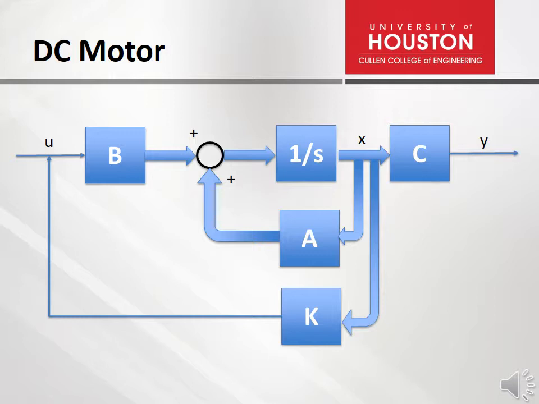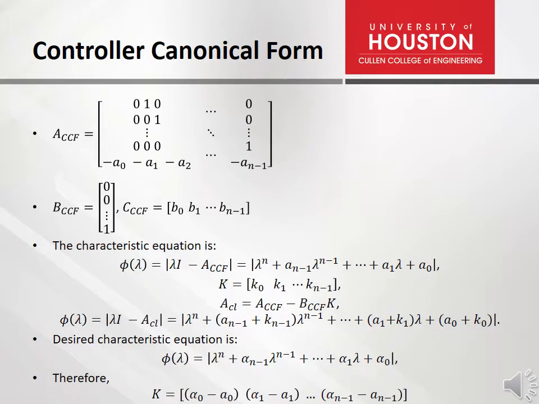In order to calculate the gain matrix K, we can use the controller canonical form. The controllable canonical form arranges the coefficients of the transfer function denominator across one row of the A matrix. The controllable canonical form is useful for the pole placement controller design technique, and here is how we calculate the control matrix K.